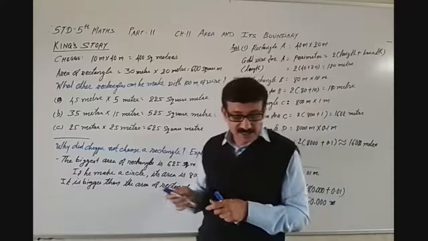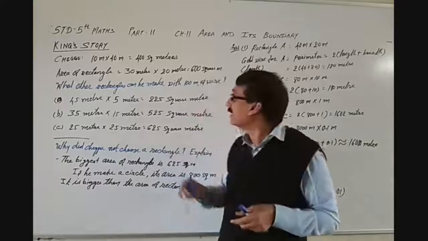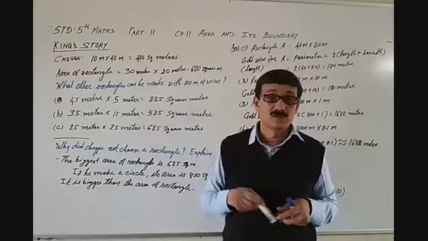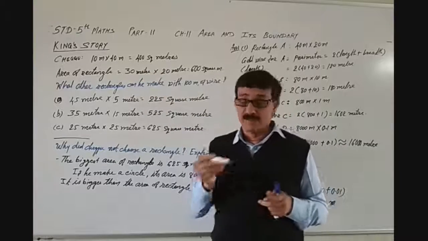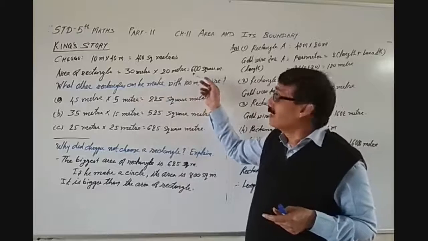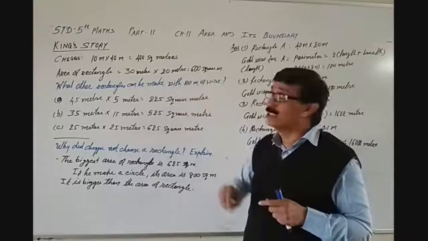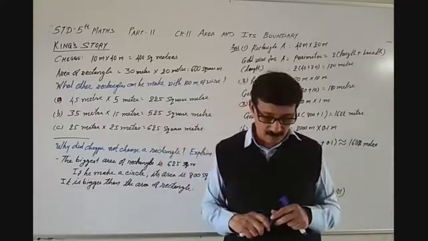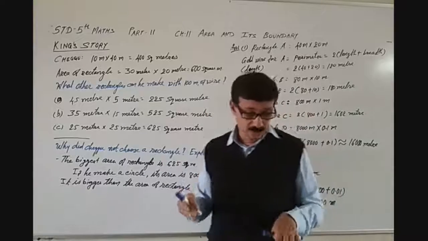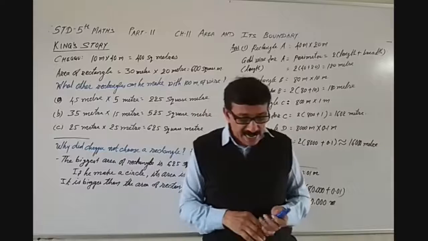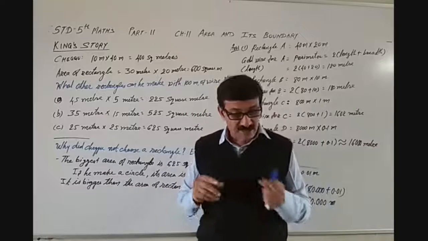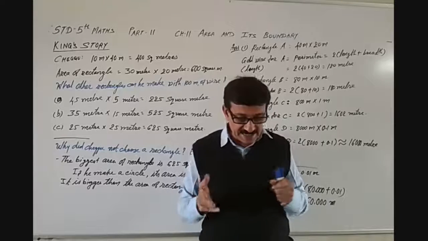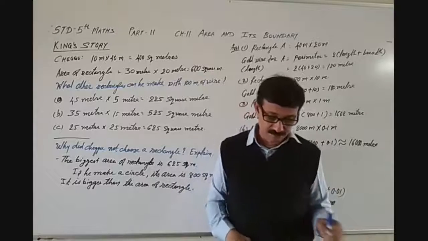Now another question: is it more than the first rectangle? Yes. The area of the first rectangle was 400 square meter, while the area of the second one is 600 square meter. That is why we can say it is more than the first rectangle. Next, what other rectangles can he make with 100 meters of wire? Discuss which of these rectangles will have the biggest area.